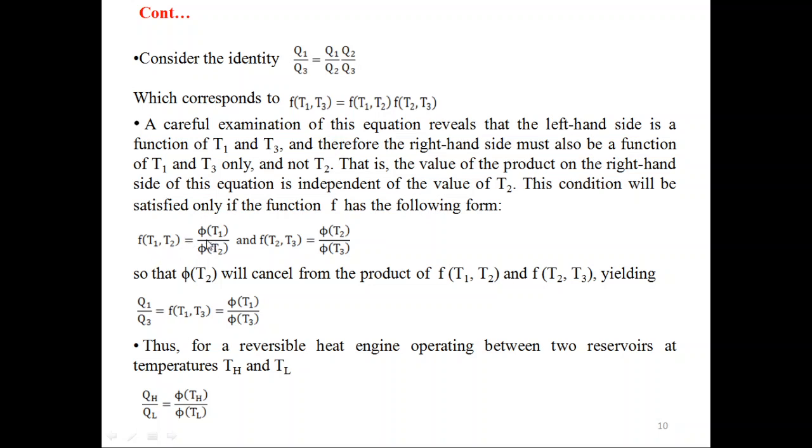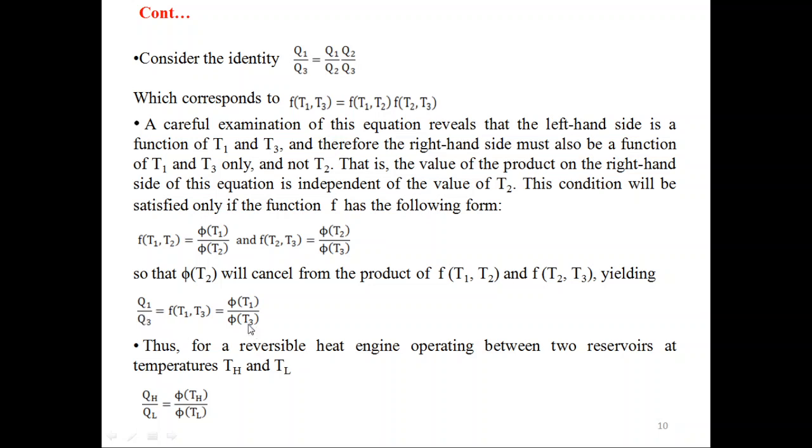This condition will be satisfied only if the function f has the following form: f(T1, T2) is function of T1 divided by function of T2, and f(T2, T3) is function of T2 divided by function of T3. If you multiply these two terms, function of T2 cancels out. What is left? Function of T1 by function of T3, which is equal to this one. So function of T2 is cancelled out from the product, yielding Q1 by Q3 is equal to f(T1, T3), which is equal to function of T1 by function of T3.